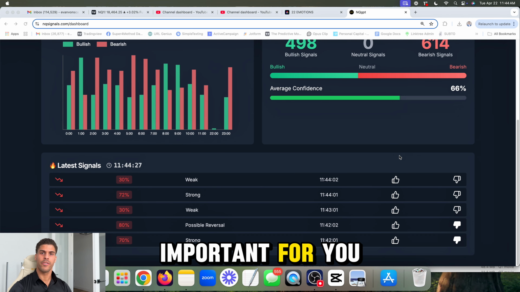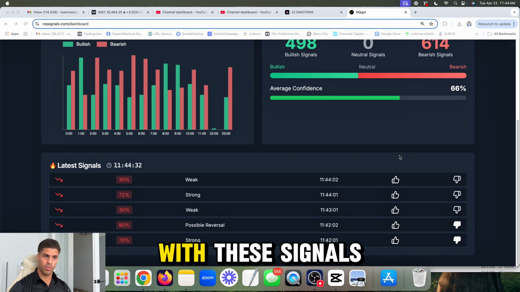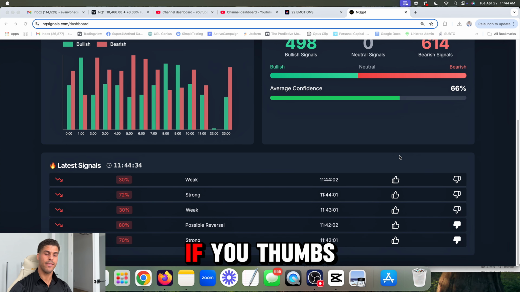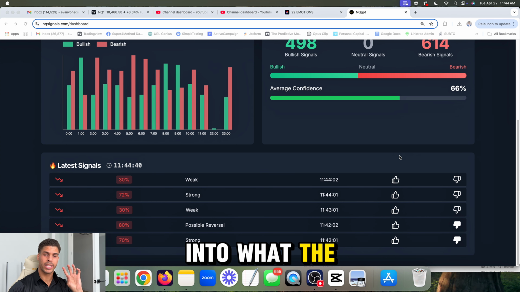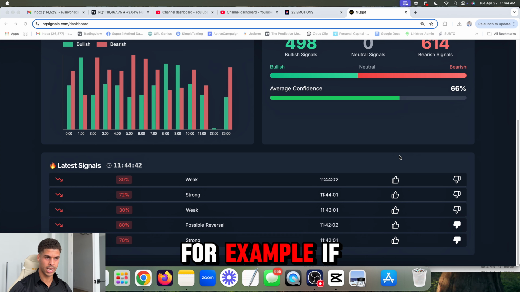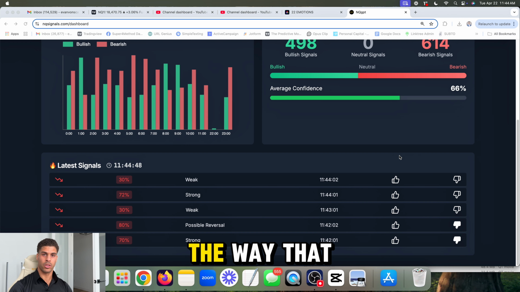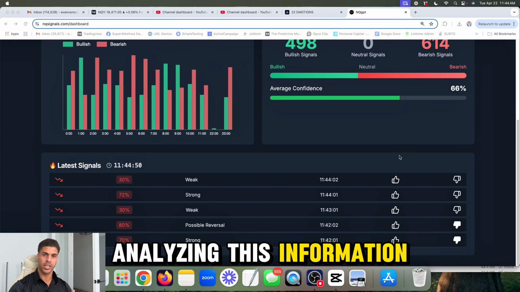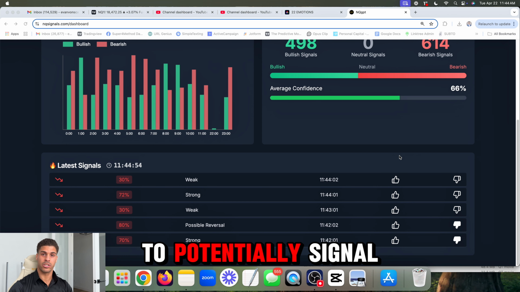Here's why it's important for you to rank each signal. We use what's called dynamic feedback with these signals, which means that if you thumbs up or thumbs down a signal, that has a direct impact on what the next signal is going to be. For example, if you give a bad signal, you go thumbs down on a couple signals, the system is going to look at it and say, okay, the way that we're analyzing this information is incorrect. We need to potentially look at the opposite side to potentially signal.